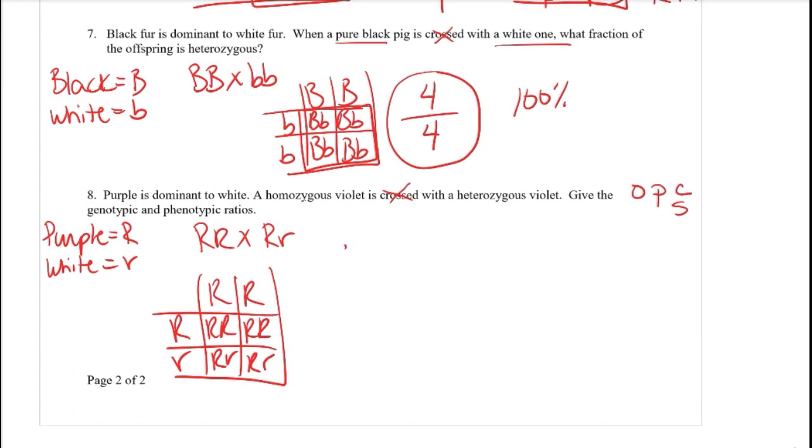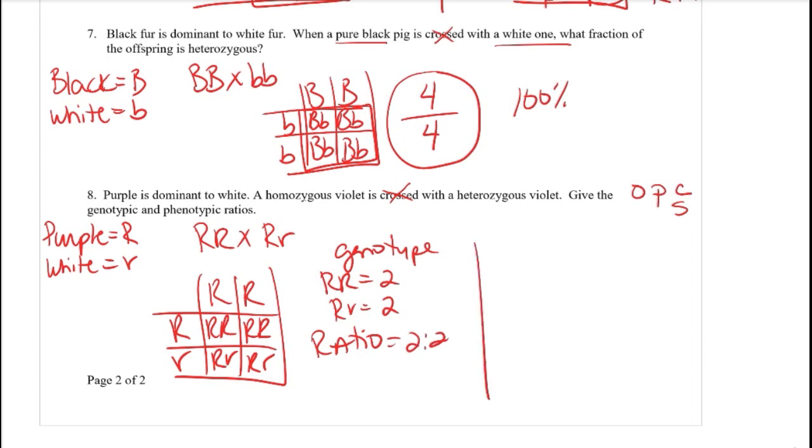Okay, so we want genotypic ratios. So I'm going to do genotype. And so the genotype, and if you need to write them out, go right ahead. So I'm going to have 2 that are homozygous dominant, and then 2 that are heterozygous. Okay? And then my ratio, because that's what it asked for originally, is 2 to 2.